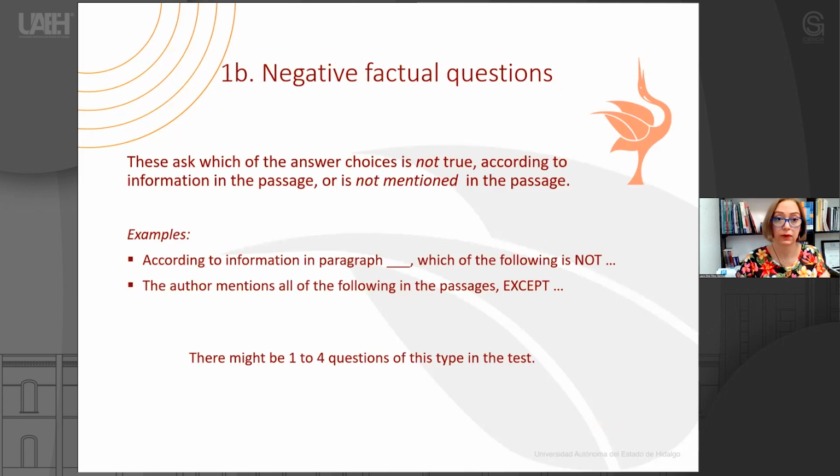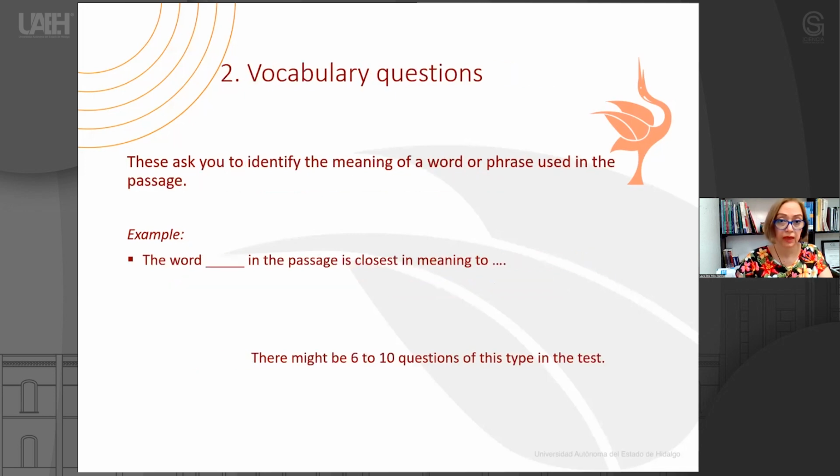Negative factual questions. These ask which of the answer choices is not true according to the information in the passage or is not mentioned in the passage. For example, according to information in paragraph A, which of the following is not? The author mentions all of the following in the passage except. You can find 1 to 4 questions of this type in the test.